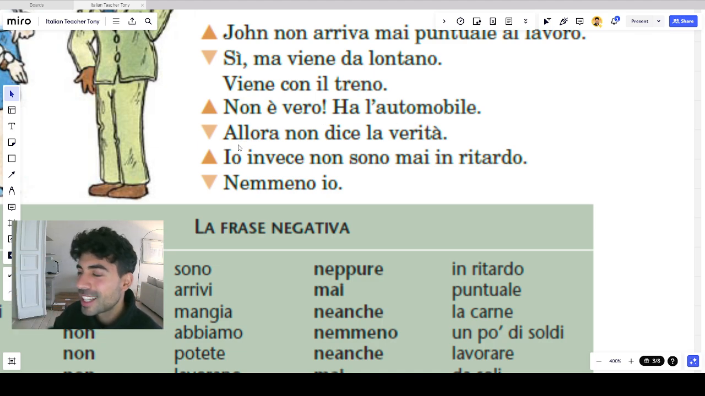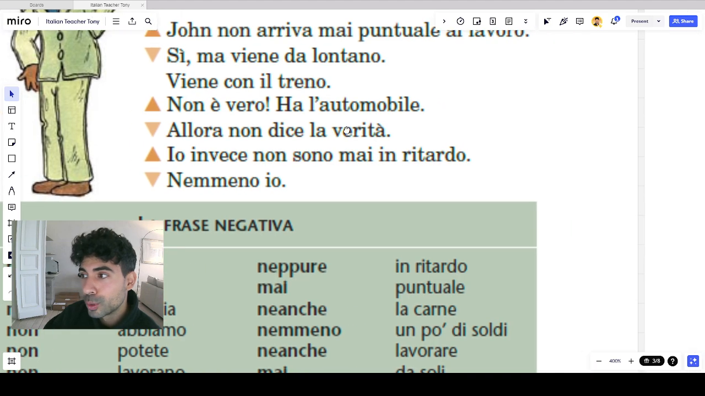Allora, very much used in Italian, in this case means then, allora, then, is not telling the truth.